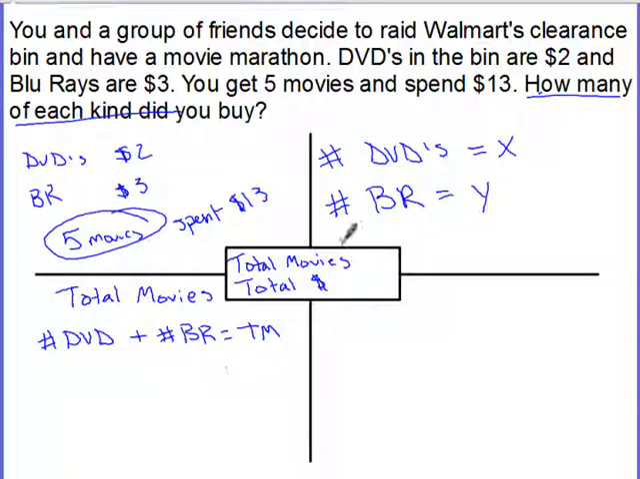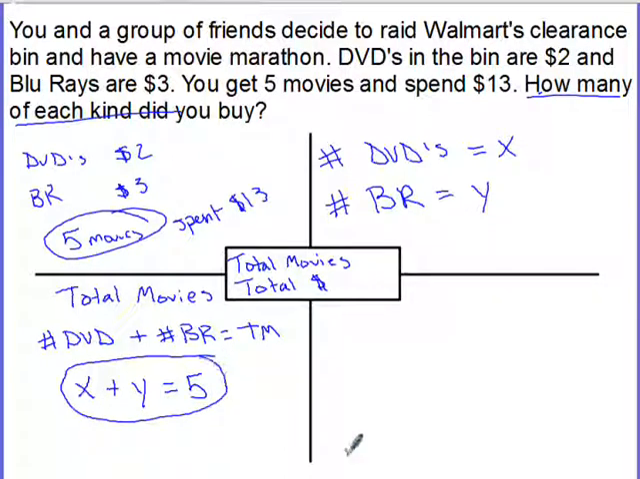Alright. So the number of DVDs that I bought, well, I don't know, but I assigned it the variable X. The number of Blu-rays that I bought, I don't know, but I assigned it the variable Y. So now I have X plus Y is equal to total movies. Well, I know that I bought 5 movies. So here is one equation for my system.